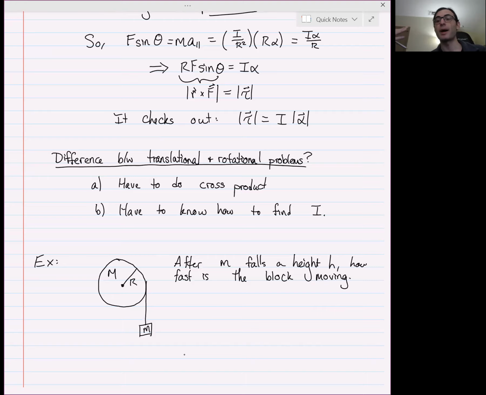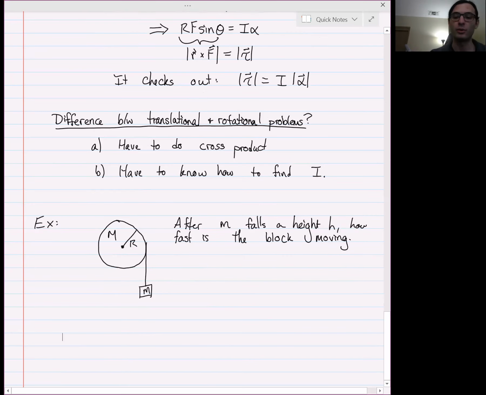Alternatively, you could use kinematic equations. You know the force downwards on the block, so you know the acceleration, and then you can solve for the speed after a given amount of time and so on. So we're going to do the second method here, but using rotational methods. We already know the answer using energy conservation methods. Now we're going to use rotational kinematic methods because we know how to handle rotational motion now.